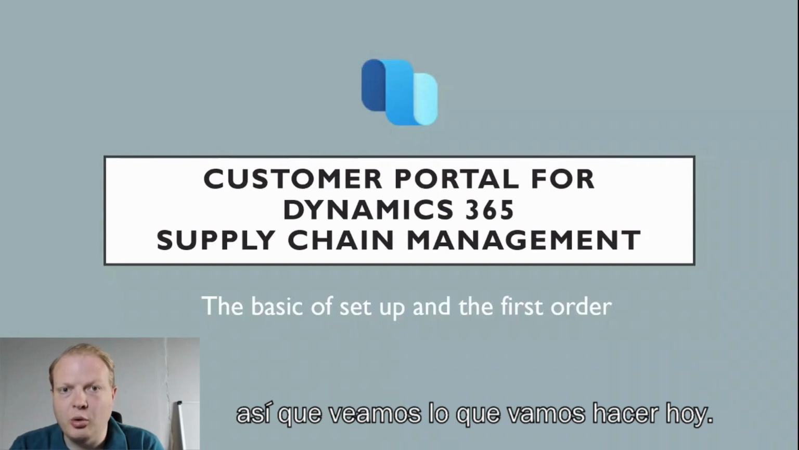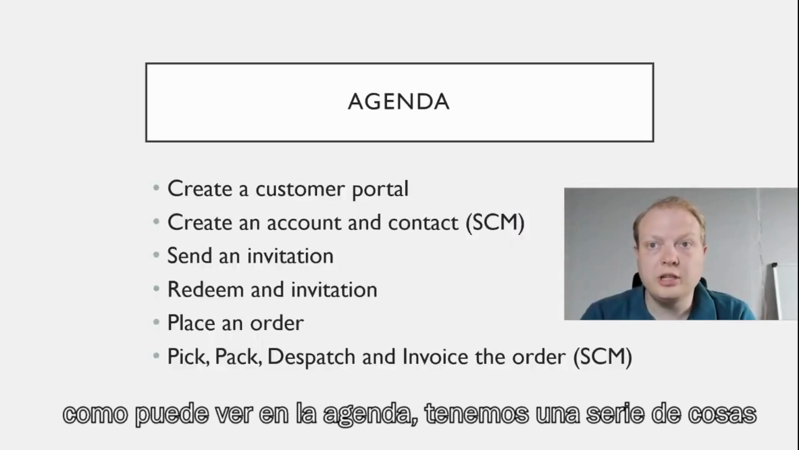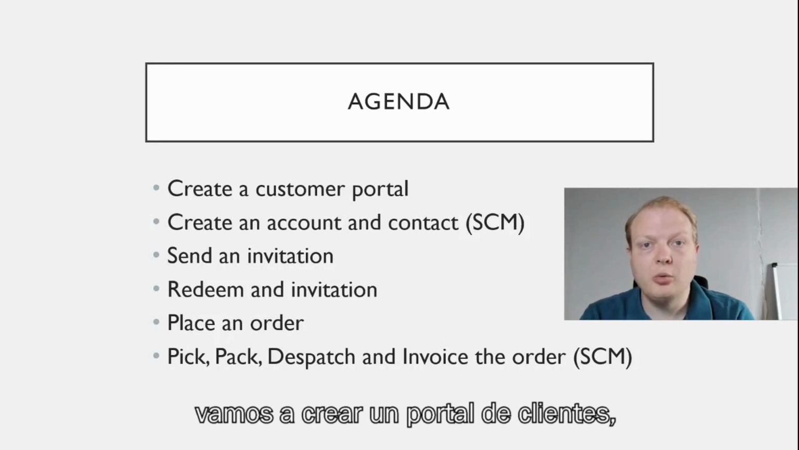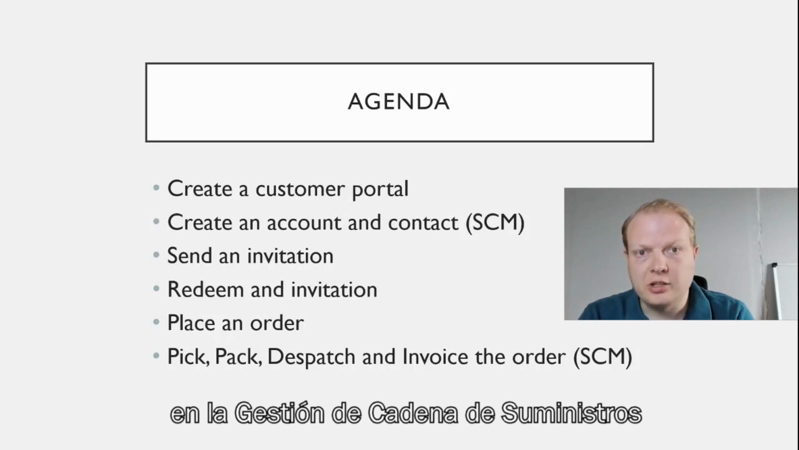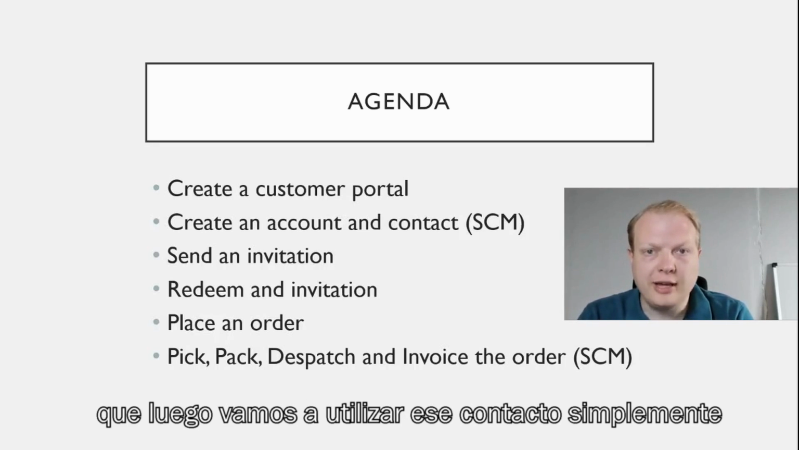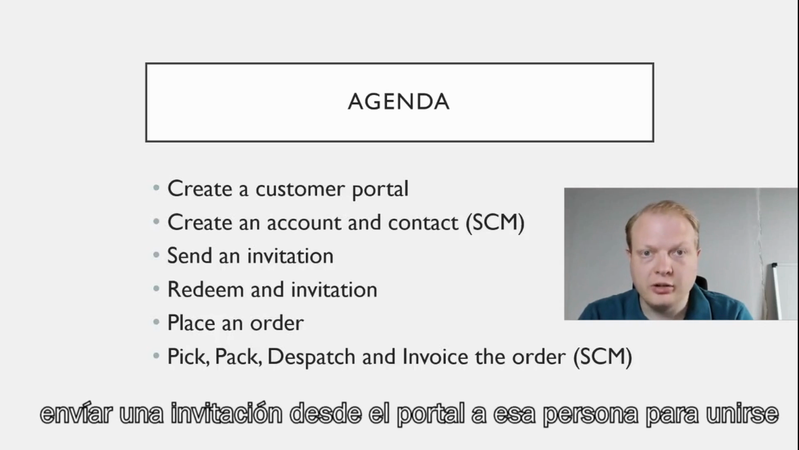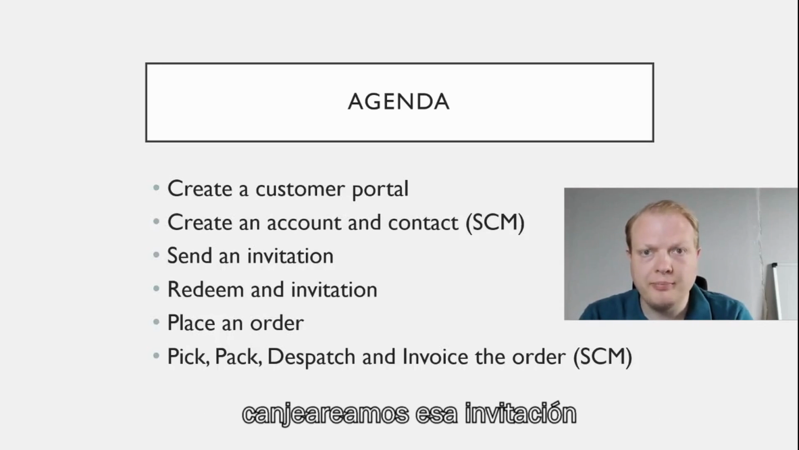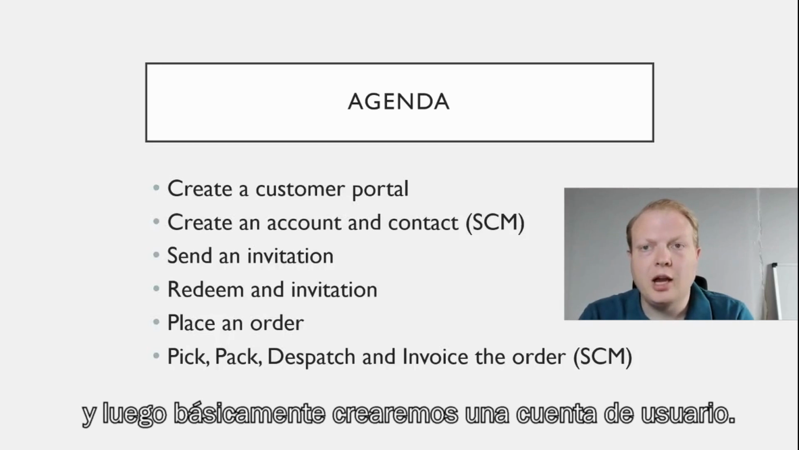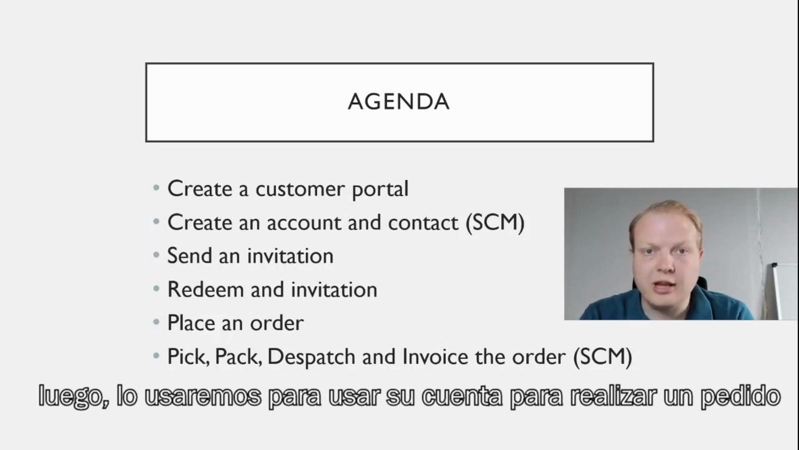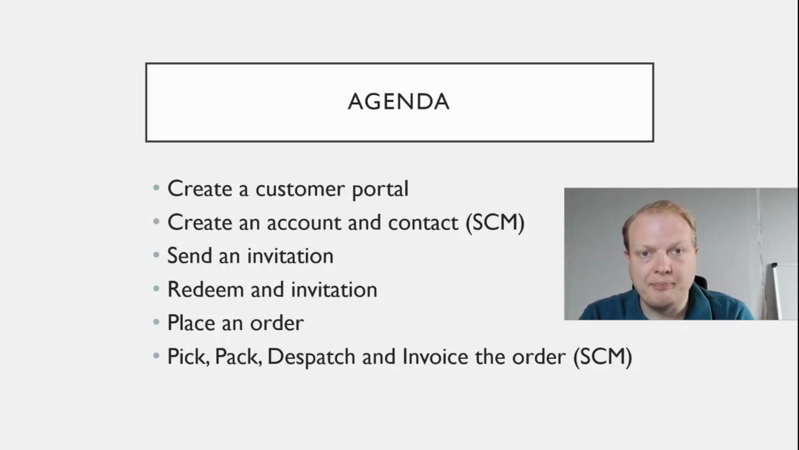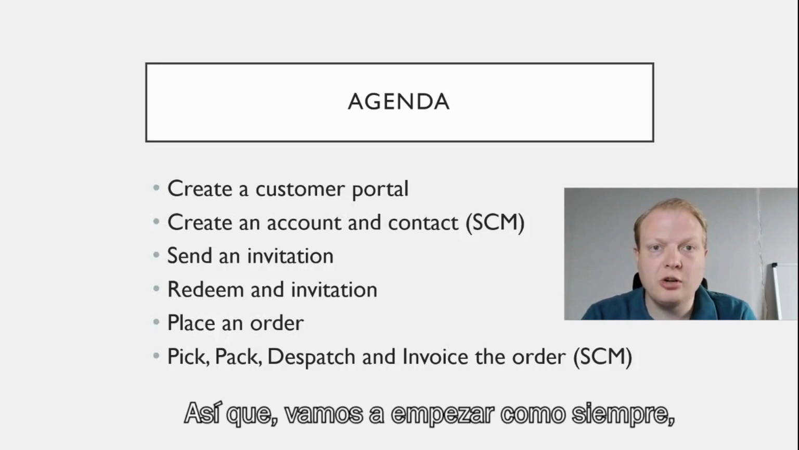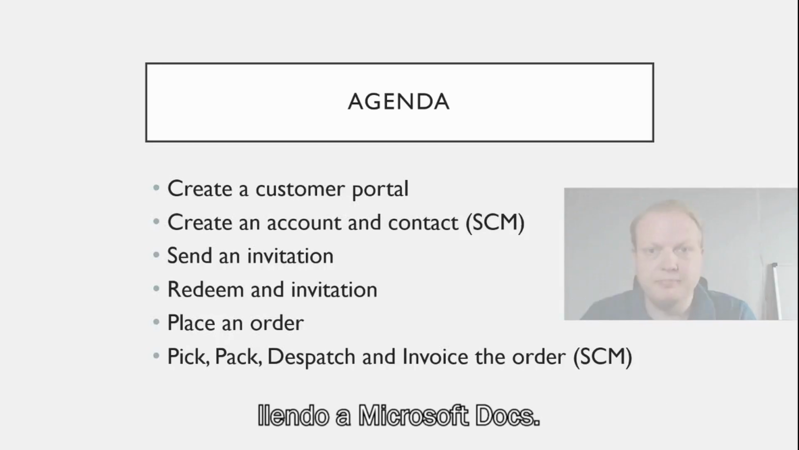So let's get into what we're going to see today. As you can see from the agenda, we've got a number of things to do. We're going to create a customer portal. We're going to create an account and a contact in supply chain management. We're then going to use that contact to send an invitation from the portal to that person to join. We're going to redeem that invitation and then create a user account. We're then going to use that user account to place an order, and then pick, pack and dispatch all of those things in SCM. So that's today. Let's start as we always do by going to Microsoft Docs.